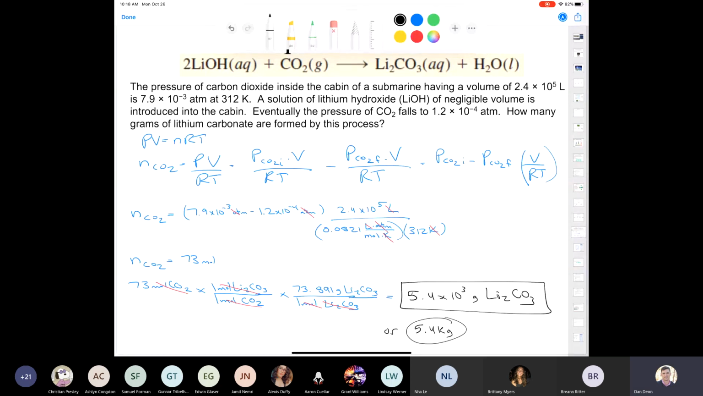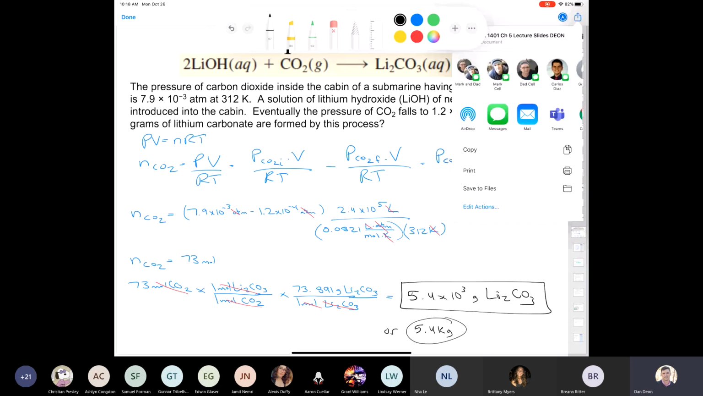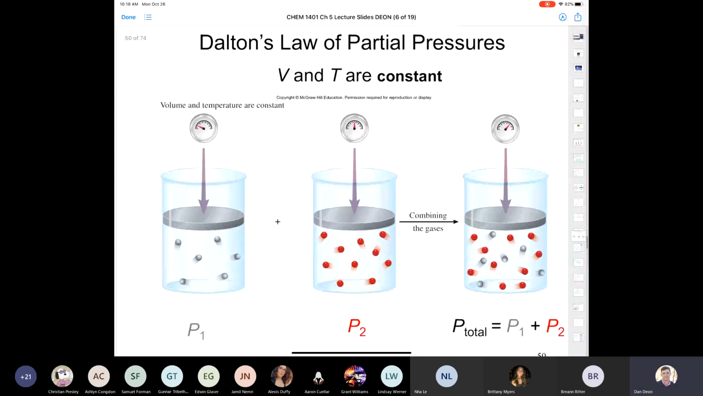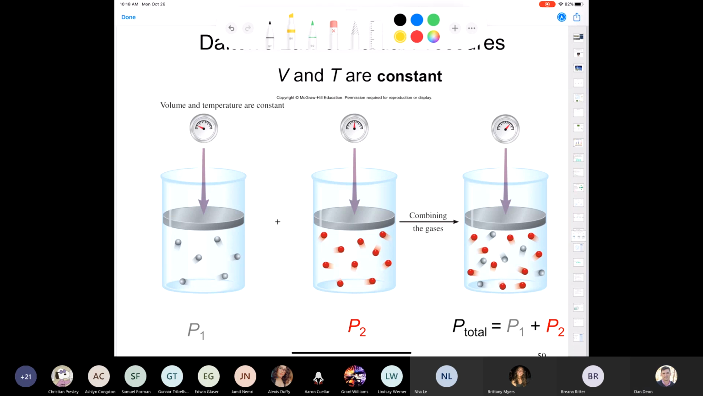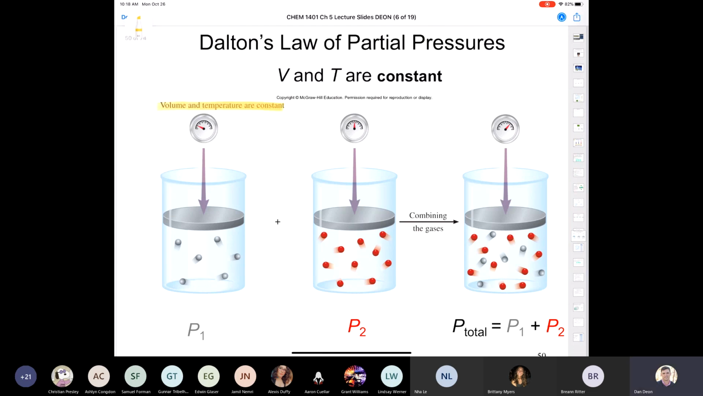Alexis, gang, excellent, excellent. All right, let's move on and talk about a new concept, which is Dalton's law of partial pressures, which is nothing more than this. When volume and temperature are held constant, the total pressure of a mixture of gases is equal to the sum of the pressure of each individual gas if it was on its own.